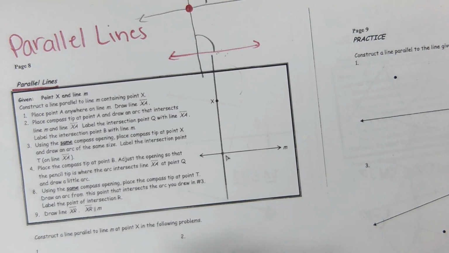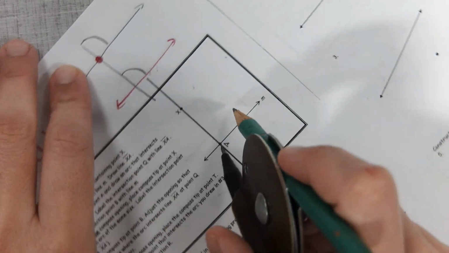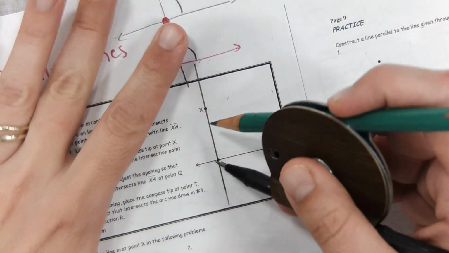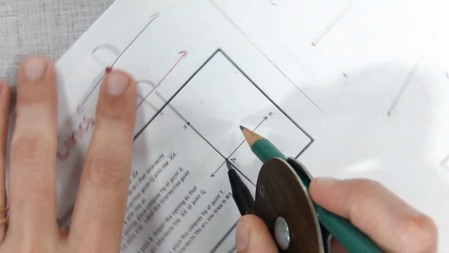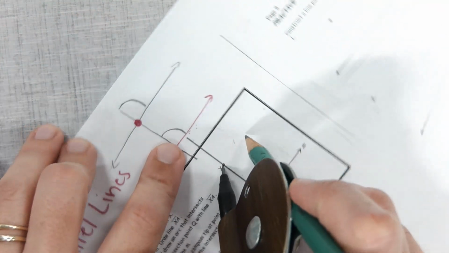Okay, then, everybody good? The next step is to put your compass on A, and we're going to make an arc that goes through both of these lines. So you might have to adjust your compass so it's kind of smaller. You're going to make an arc here, and then immediately following, you're going to go up to X and make the same arc. So that way it's the same.